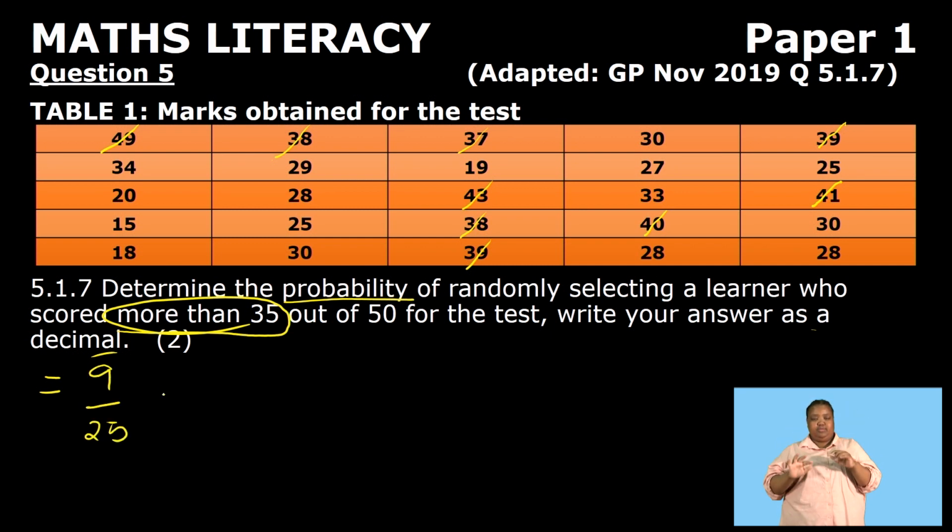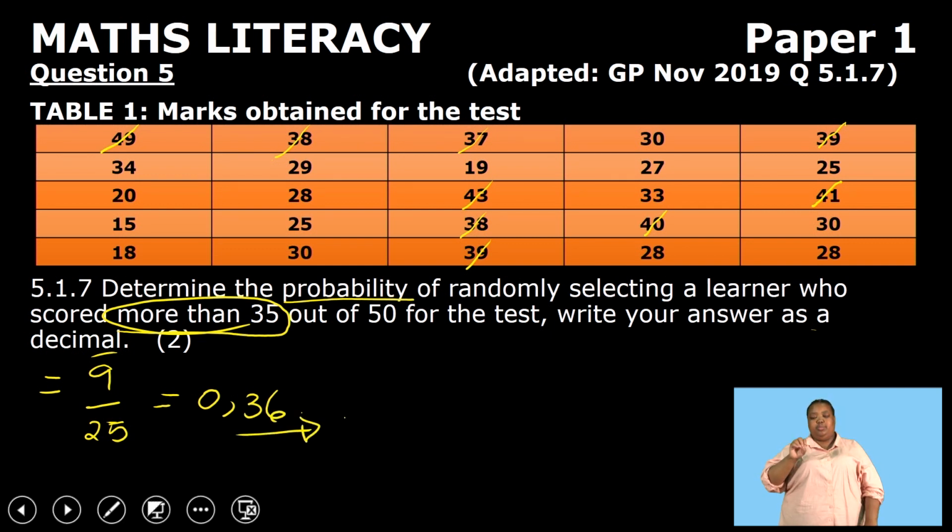So now they've said we must give our answer in decimal. So now having 9 over 25 as a decimal will be 0.36. So this will be our probability.